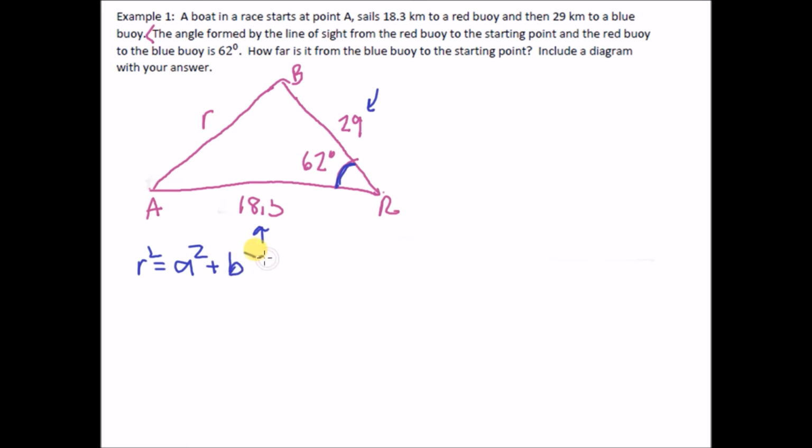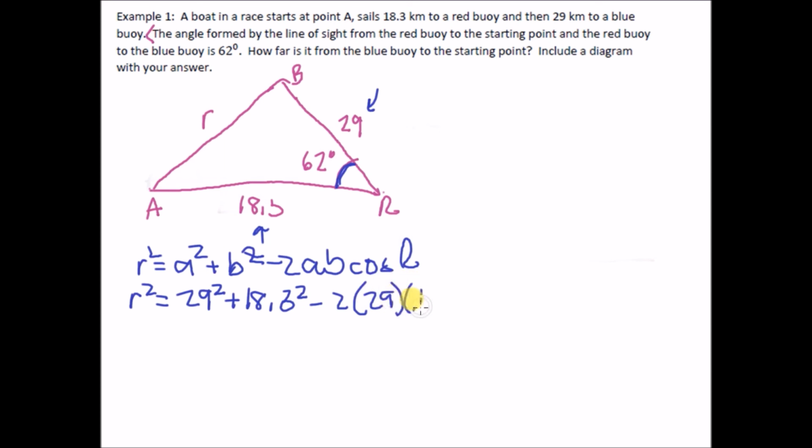So we have r squared equals a squared plus b squared minus 2ab cos R. So r squared equals 29 squared plus 18.3 squared minus 2 times 29 times 18.3 cos R. Nope, it's not cos R, it's cos 62. We know that angle. We're solving for little r this time. So 29 squared plus 18.3 squared minus 2 times 29 times 18.3 cos 62.